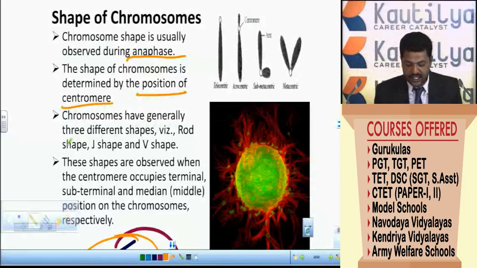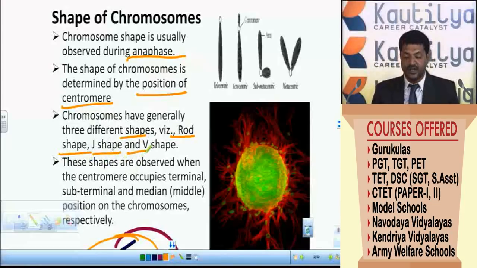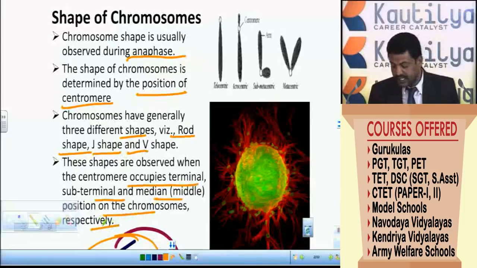Chromosomes generally have three to four different shapes depending on the centromere position. Rod shaped, as in the case of telocentric; J shape, acrocentric; L shape, submetacentric; and V shape, metacentric. These shapes are observed when the centromere occupies the terminal, subterminal, submedian and median position respectively.